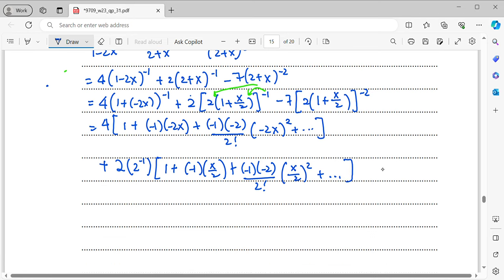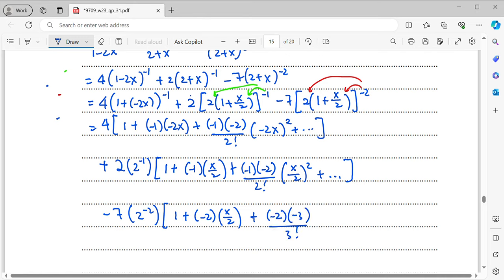Okay, and same goes to the next one, minus 7. This power negative 2, you got to bring it in to the whole square bracket. That means it's 2 power negative 2. Then followed by the expansion, it will be 1 plus, number n is negative 2. Then the x is x over 2. Then plus negative 2 times negative 3 over 3 factorial, sorry, over 2 factorial, because just 2 terms. Then x over 2 squared.